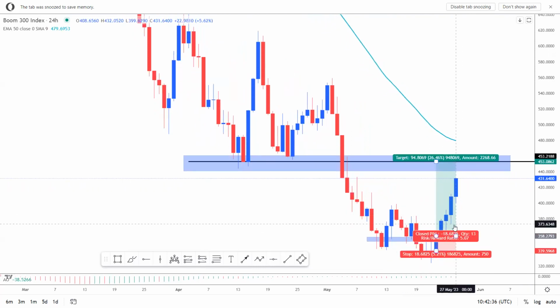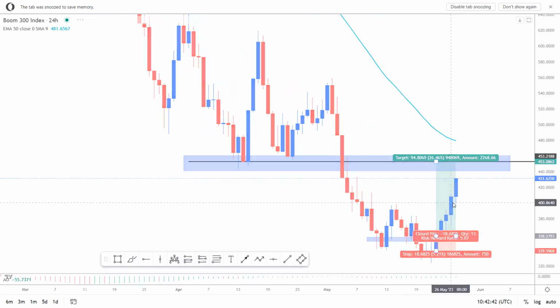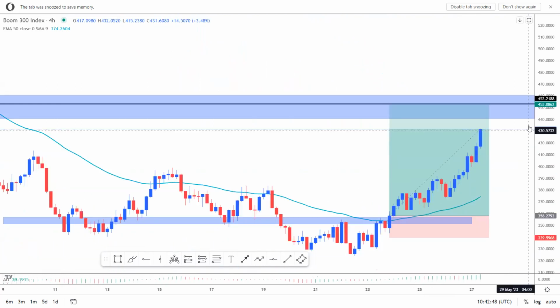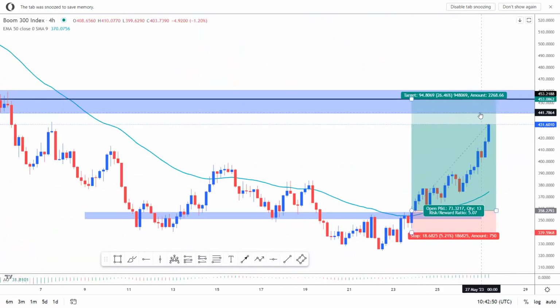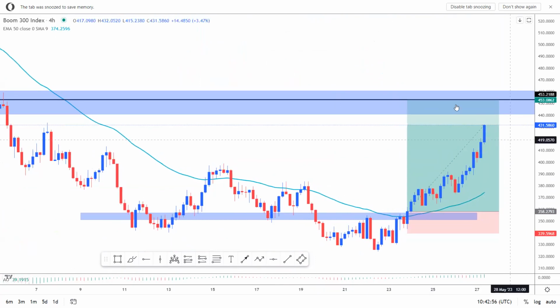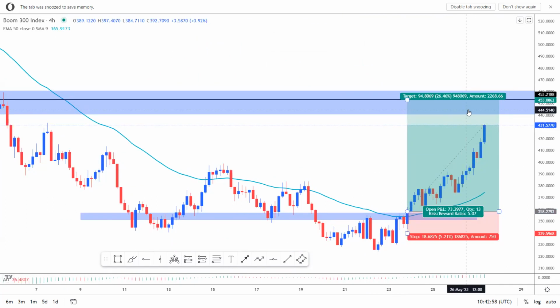Currently moving nicely for a nice 1:25 RR, but just a few pips shy of the overall take profit right here, which I'm very certain price would get to in the next couple of hours.